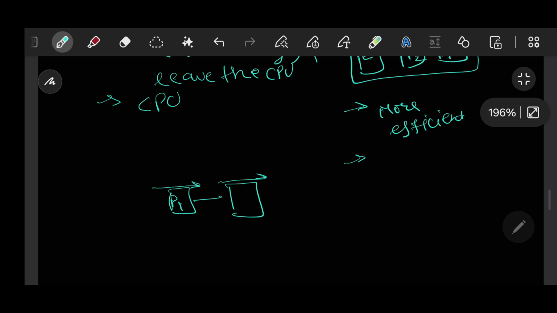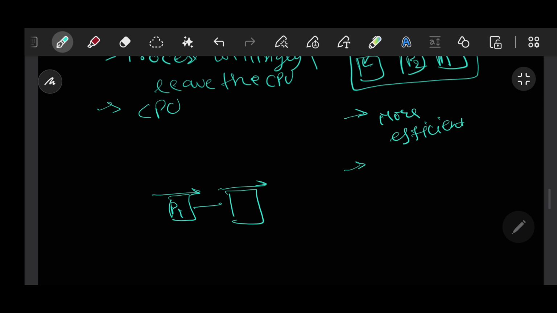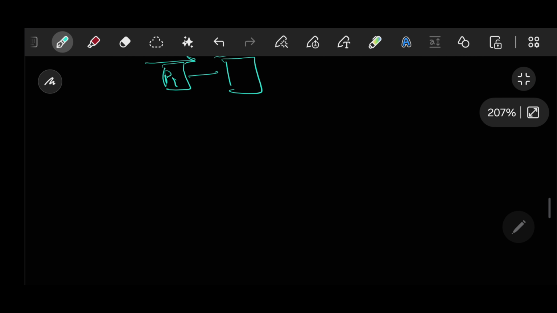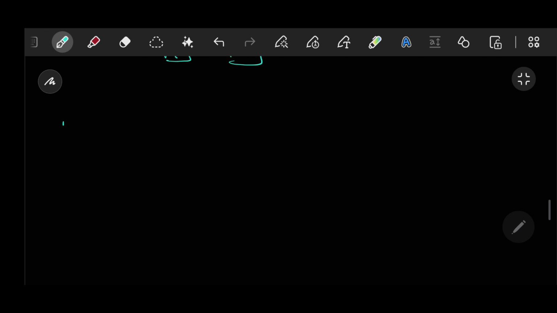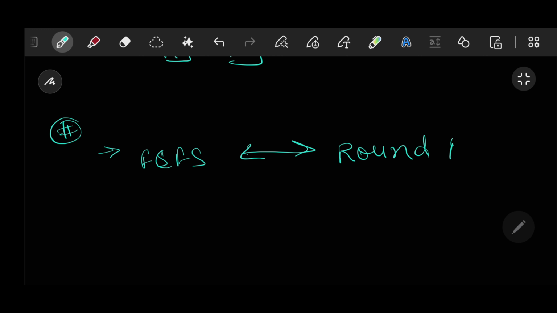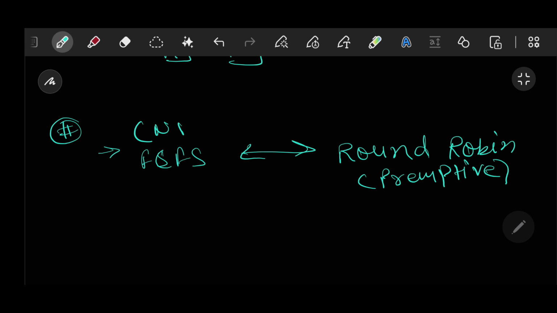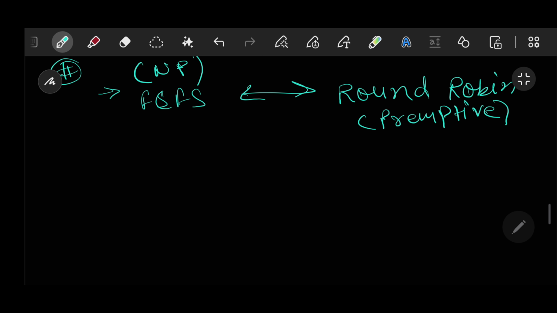So this is how the two types of CPU scheduling work. Now we are going to discuss a list of CPU scheduling algorithms. First, first come first serve. Whoever comes first gets the CPU, and its preemptive version is called round robin. Round robin is the preemptive version of FCFS. These are the non-preemptive versions, and these are the preemptive versions of them.